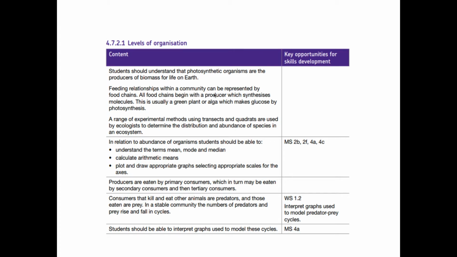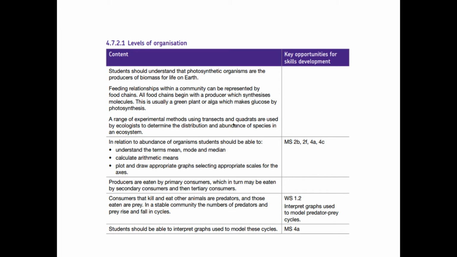They all begin with a producer. A producer is an organism which photosynthesizes to produce biomass. So they all start with a producer, and characteristic of producers is that they synthesize molecules like glucose. Producers are usually green plants or algae. They make glucose by photosynthesis. So that's what a producer is.